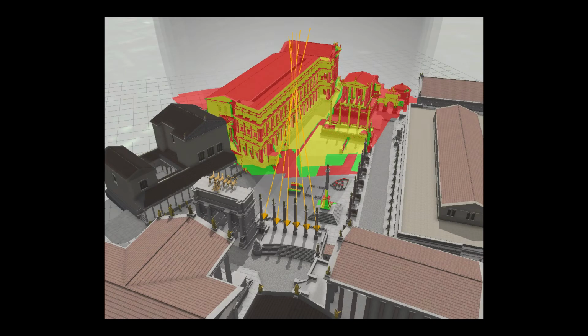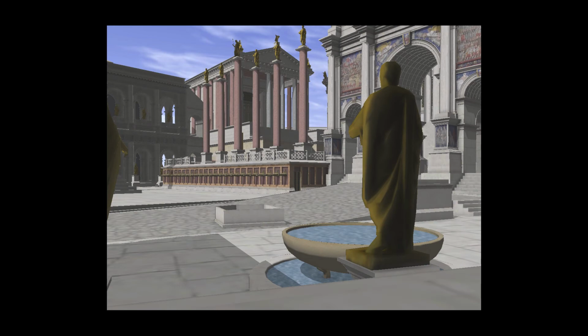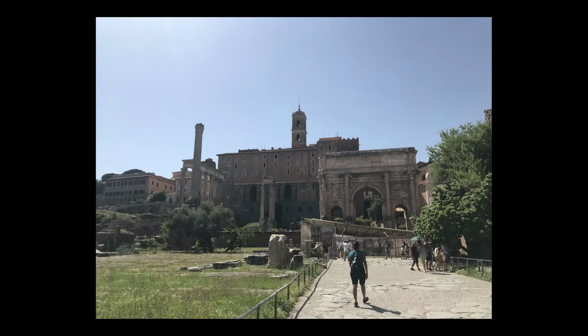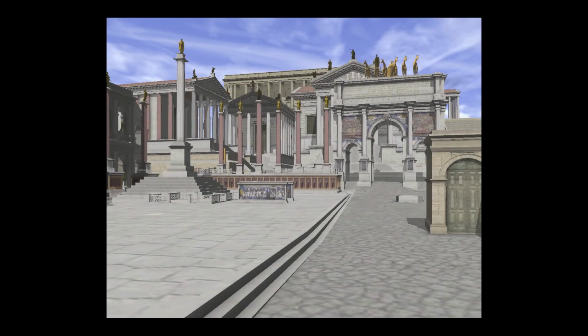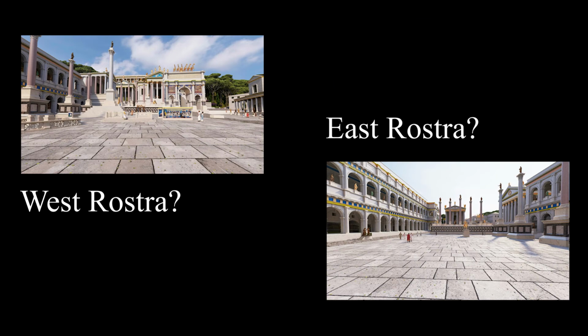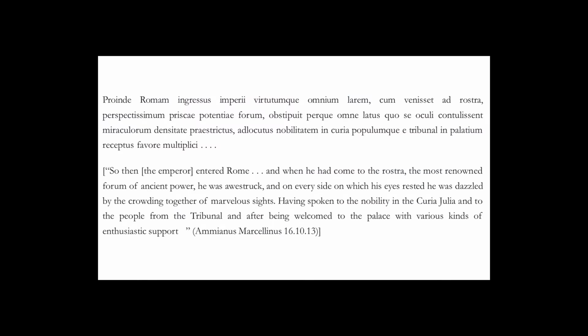CityEngine is a powerful 3D modeling environment, and what we were most interested in this study was its capacity for performing visibility analyses. To reiterate what Dr. Frischer said earlier, CityEngine allows us to analyze the visual experience of visiting the Roman Forum from a particular moment in history in 3 dimensions. In virtually recreating an urban landscape that no longer exists today, we could begin to address the question of which rostra did the emperor use. Moreover, looking at Ammianus' quote again, we believed CityEngine could offer us an opportunity to determine which sites were so dazzling and marvelous based on the rostra he ascended.